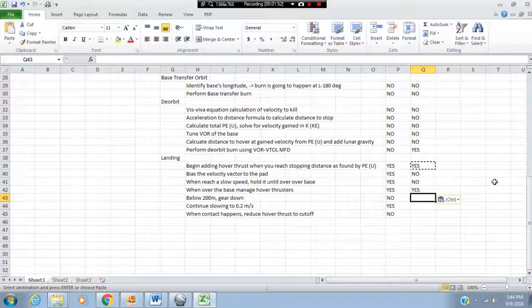Below 200 meters per second, gear down. We're going to say probably not for forgetting to put gear down. You have to reach 0.2 meters per second, or you could get mission loss. And then reduce thrust to cutoff, which is going to be no.